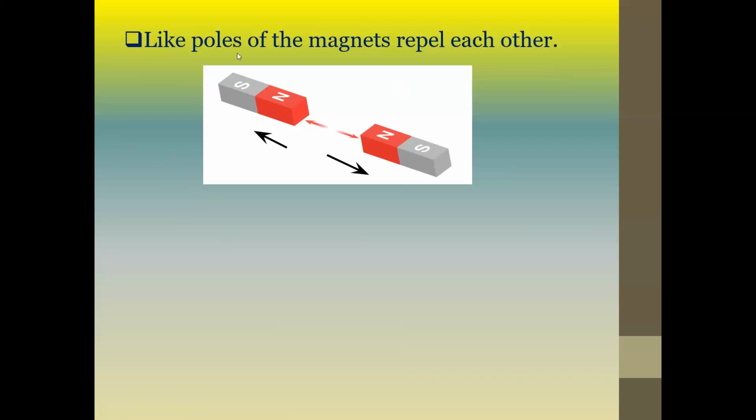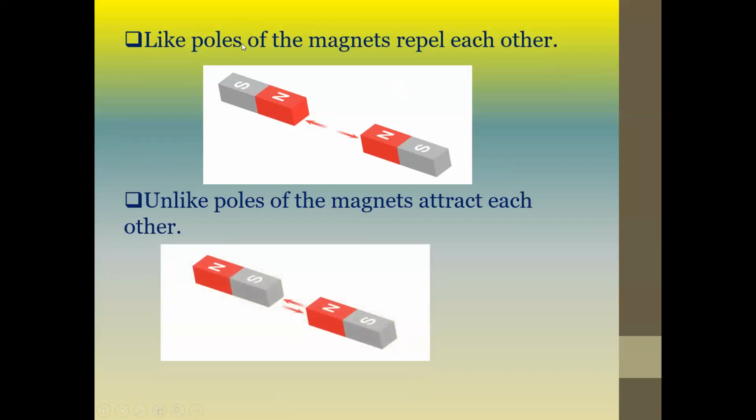And if we have unlike poles, like north and south facing each other, as a result they will be attracted towards each other. So like poles of a magnet, identical poles of the magnet, repel, whereas unlike poles of the magnet will attract.